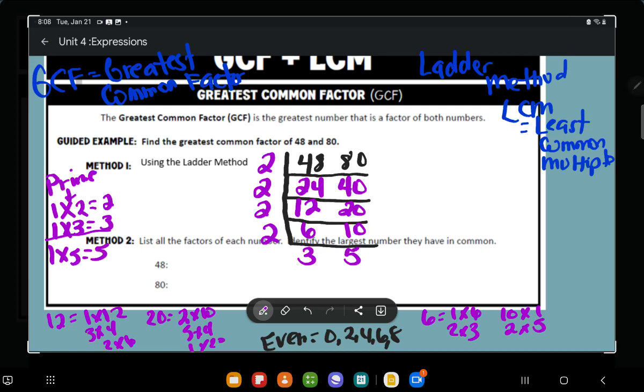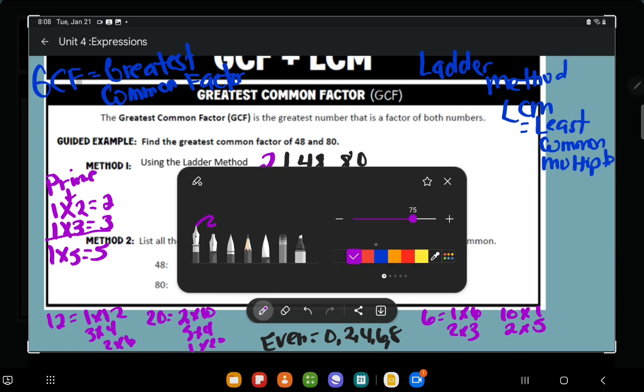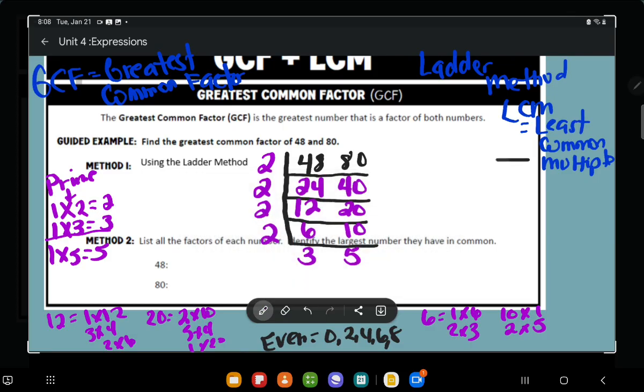Now, could I have used a different number? Yes. So let's look at an example over here. We had 48 and we had 80. And I started with 2, but remember I said that maybe I could have used 4. So I'm going to use 4 here.